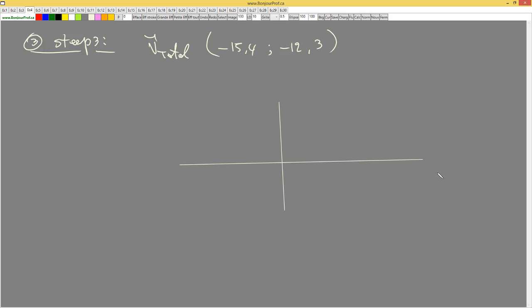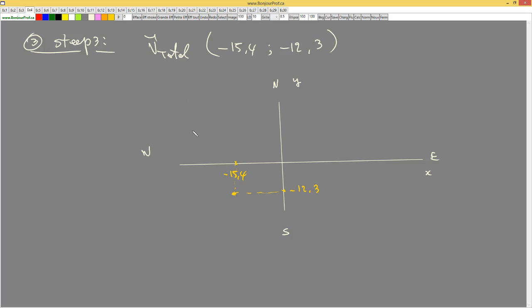Okay? This is X and this is Y. And this is also East. This one is North, West, South. You understand? So I have minus 15.4, so it is somewhere here because it is negative. In the X, it is here. This one, I'm going to write minus 15.4. And I have the Y negative, minus 12.3. It is here. So where is my point? I have to put it here. These are my coordinates here.